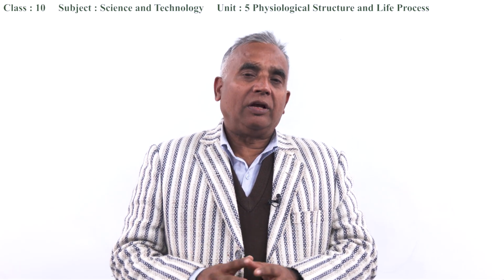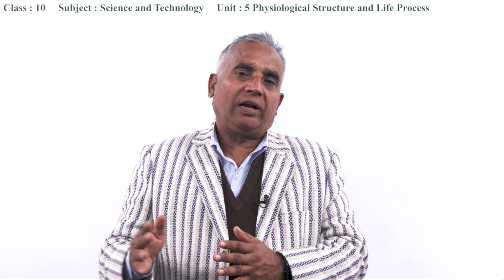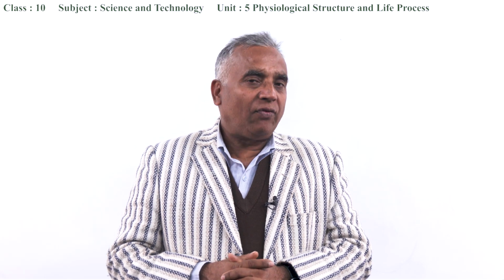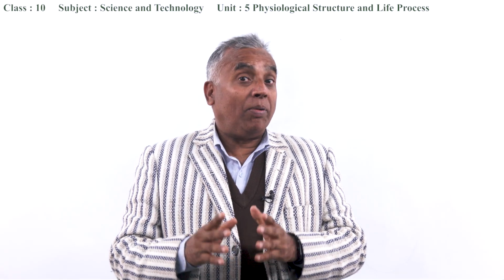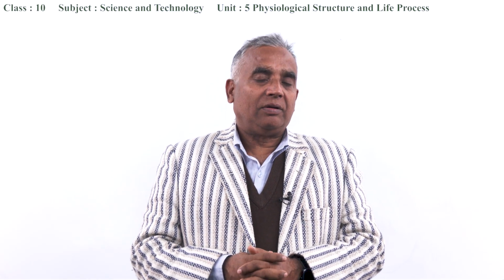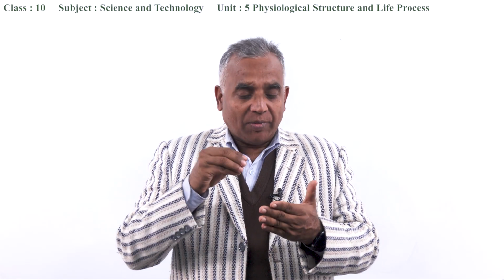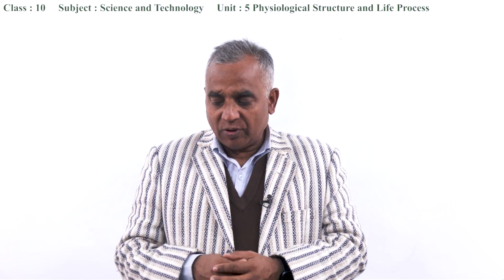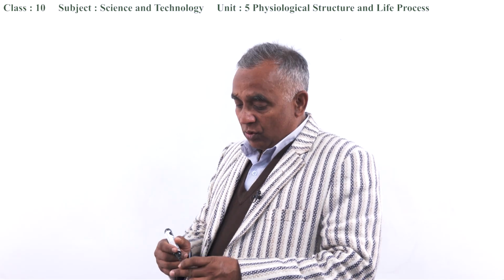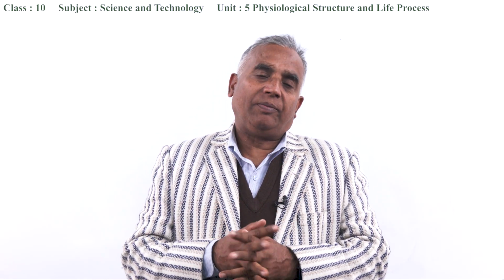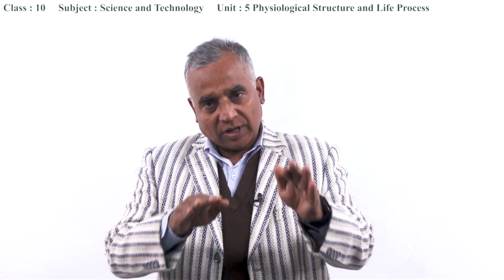We are continuing unit 5 of grade 10, that is physiological structure and life process. In it, we have finished blood, mainly the general introduction of blood groups. Before that, we also did the blood circulatory system and blood circulation. But mainly, we have to repeat blood once again, because here we have to continue it. Before it, you did that blood is a fluid connective tissue and it consists of different components. So that continuity will be given.